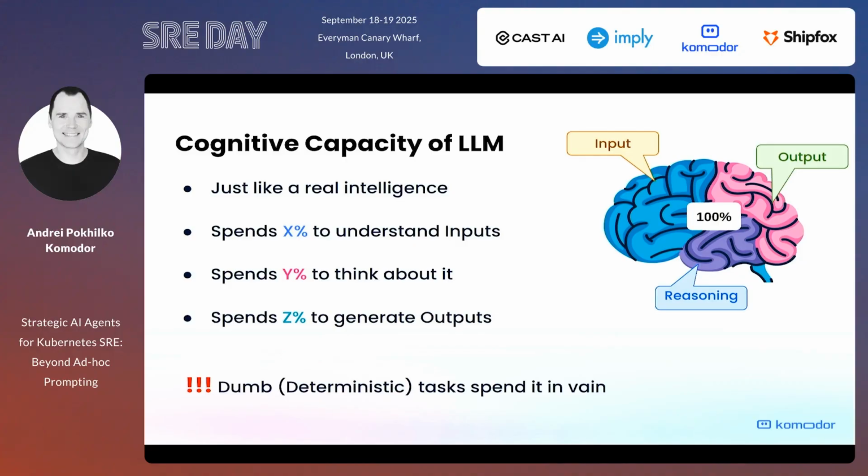The clearest and most direct takeaway from there is, if you give it a dumb task that could be done by normal old-school programming, you spend that cognitive capacity on something wrong, you spend it in vain. Don't do that. Take everything deterministic out of it and only leave the intelligent, complicated tasks for it.